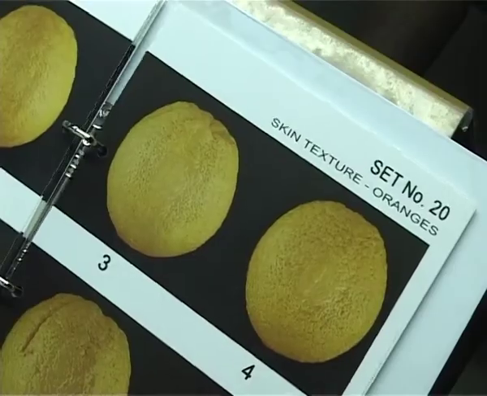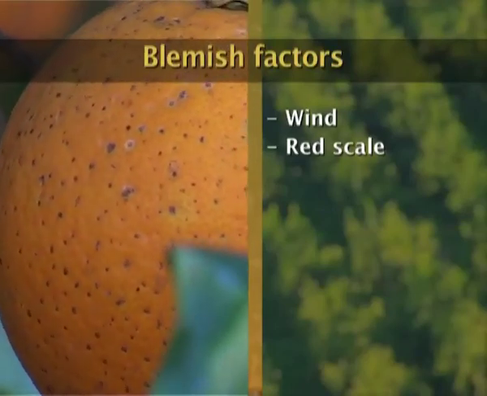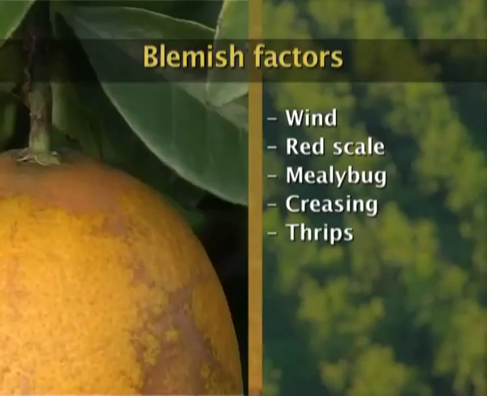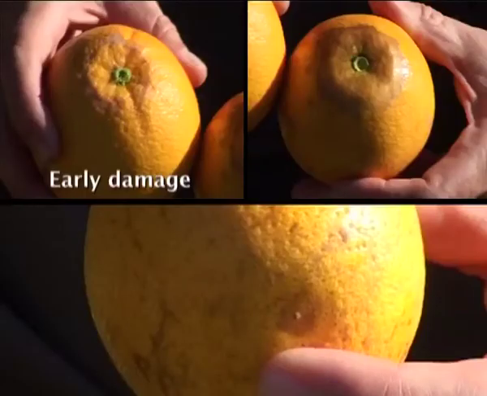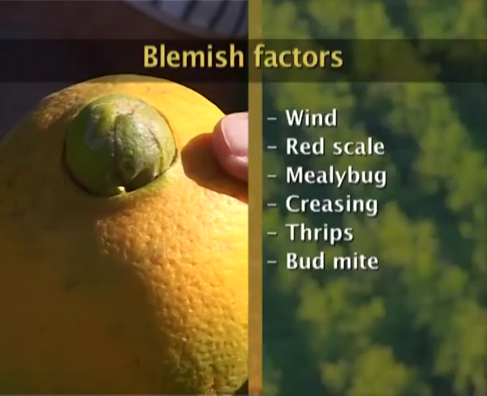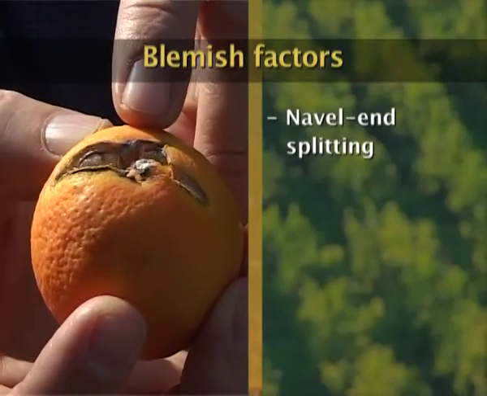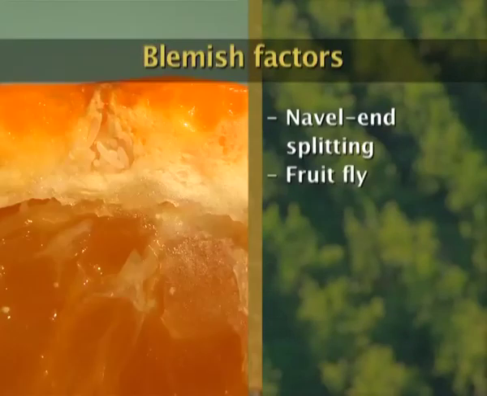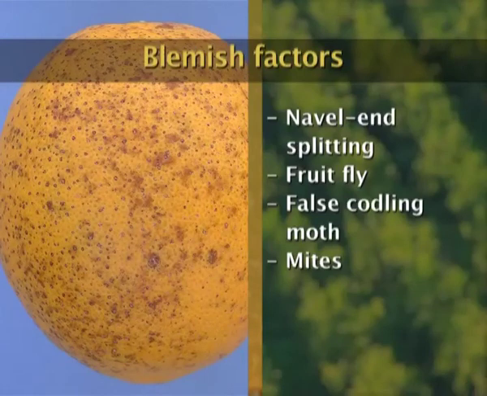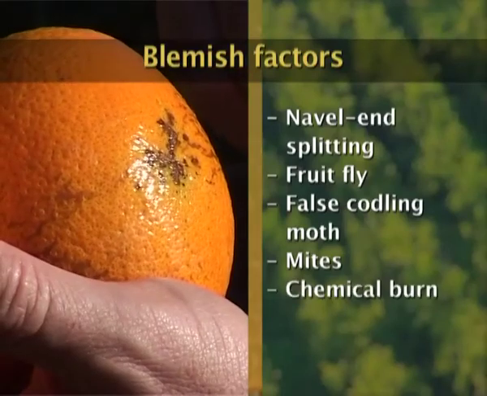Blemish factors which should be recorded are factors such as wind, red scale, mealybug, creasing, thrips damage, and one can categorize this thrips damage as early damage or late damage or thrips scribbling, bud mite damage, bollworm damage, sooty mold, navel end splitting, fruit fly, false codling moth, and a range of mites, flat mite, rust mite, silver mite, and then other factors such as chemical burn.